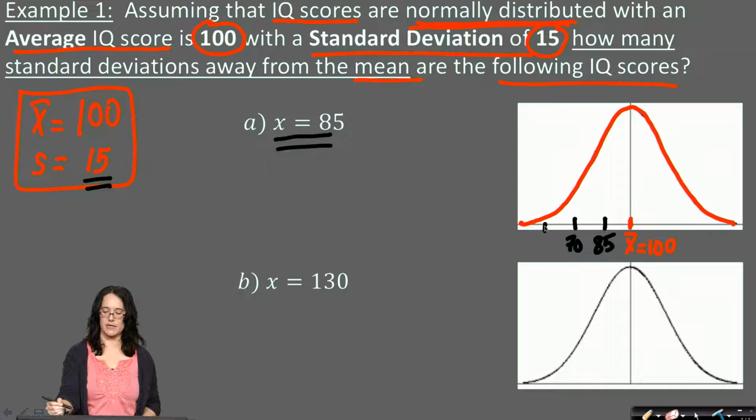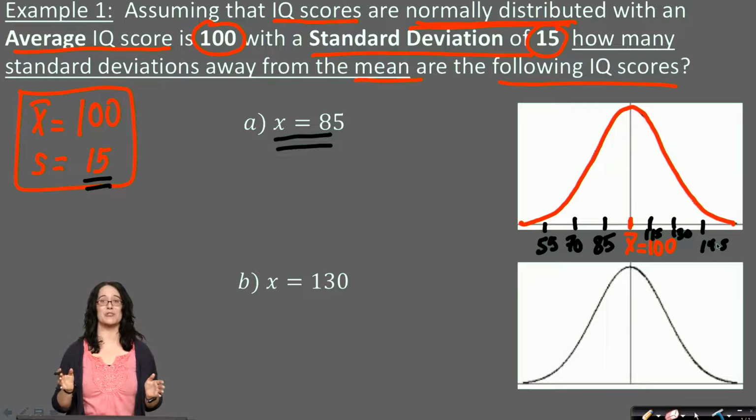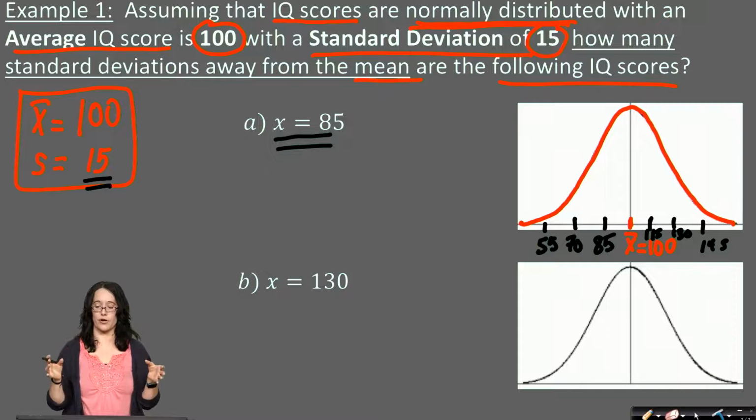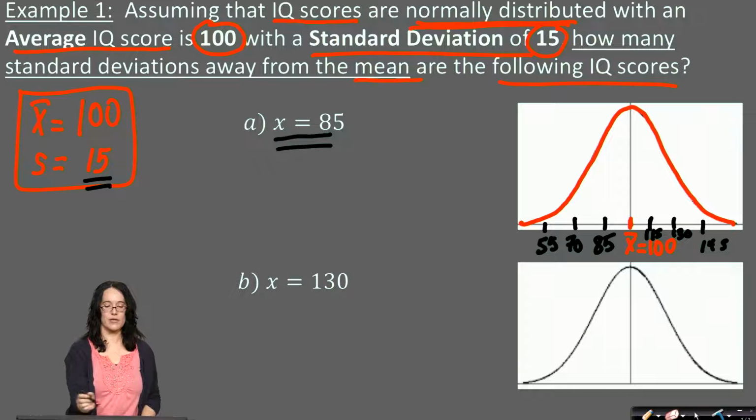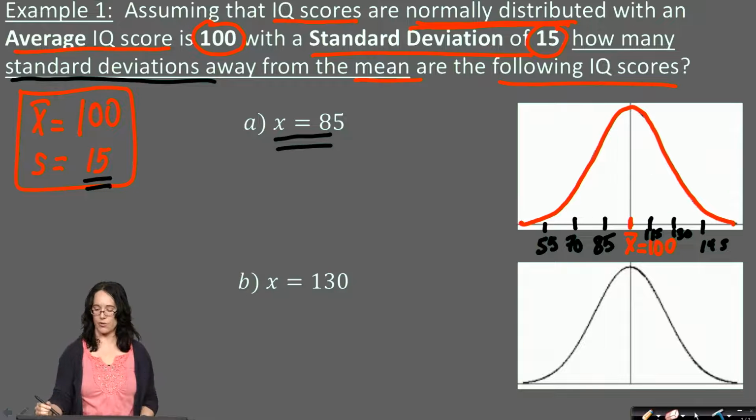And you can continue this idea. Walk another 15 to the left and you're at 55, right? And you could have also walked 15 to the right. You would have been at 115, 130, another 15, or 145. Now, the beauty of having a normal distribution is that if you go one standard deviation to the left or to the right, they should represent the same percentage under the curve because of the symmetry, okay? So let's take a look at what this is saying here. They want you to tell them how many standard deviations away from the mean is the score 85.